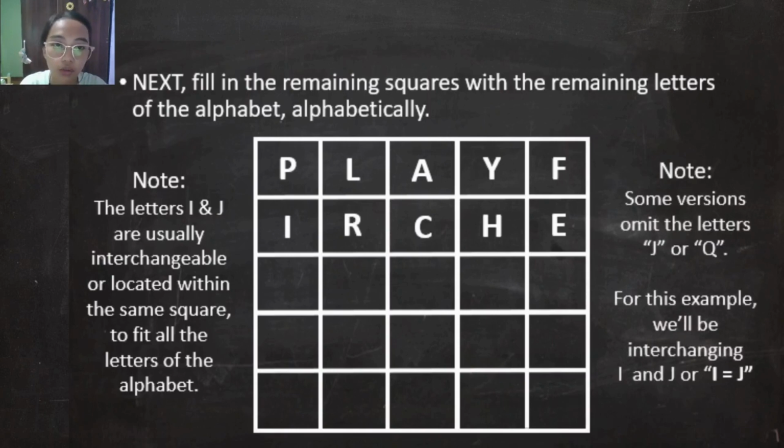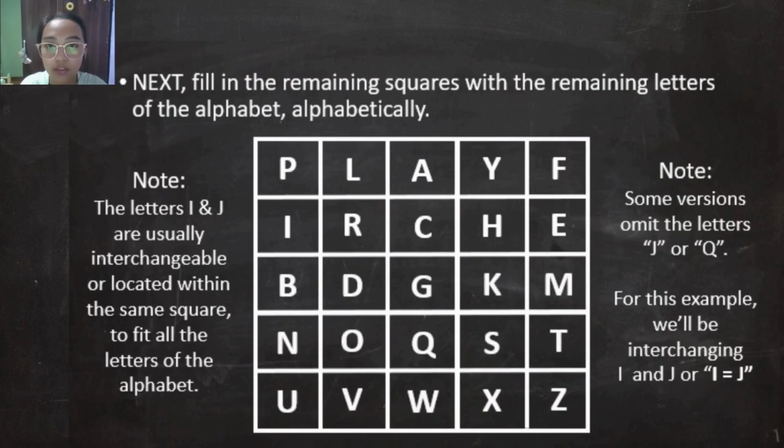And there's another note here that says that some versions omit the letters J or Q because it's not used frequently. So for this example, we'll be interchanging I and J, or we will put it as I is equal to J.